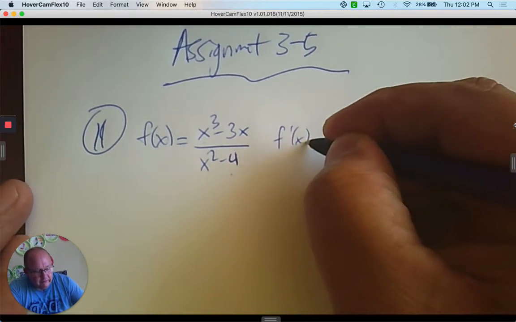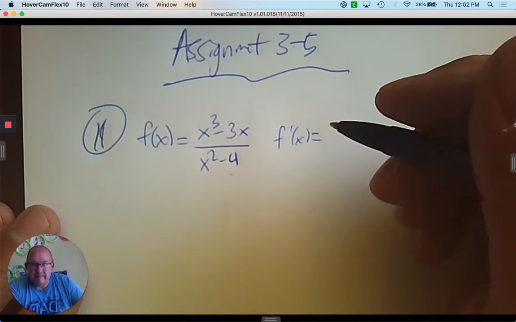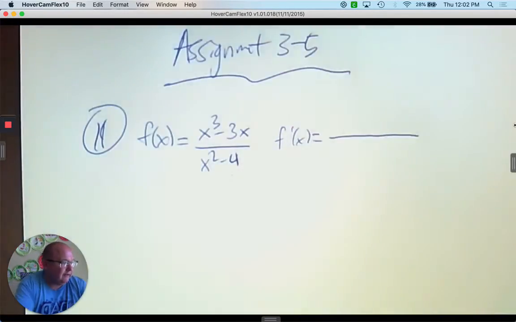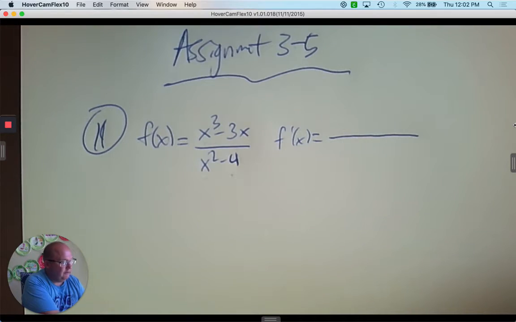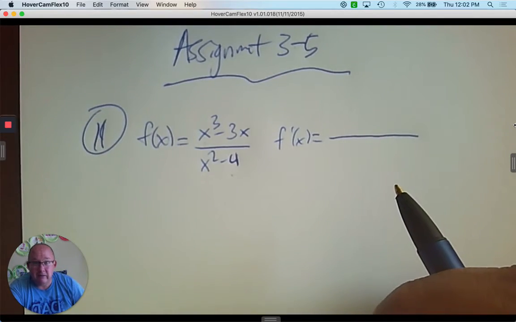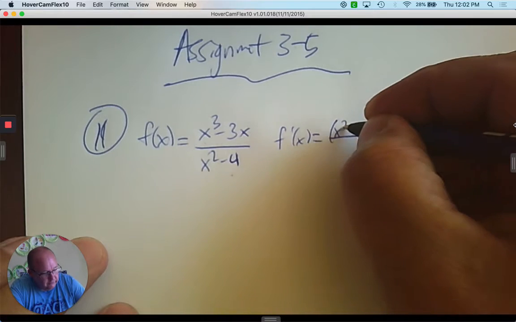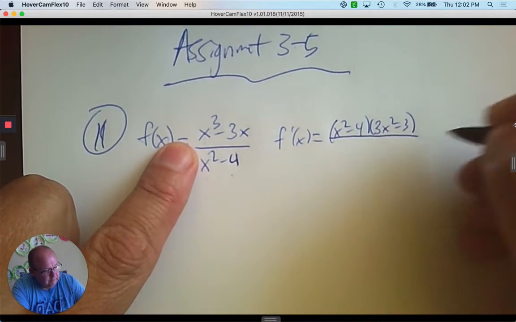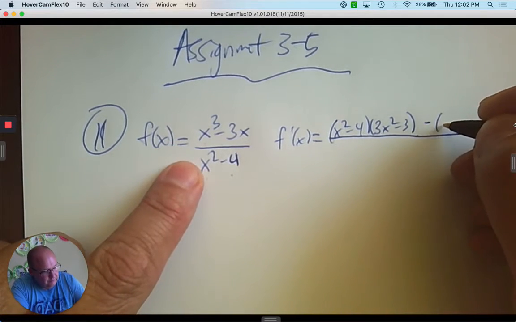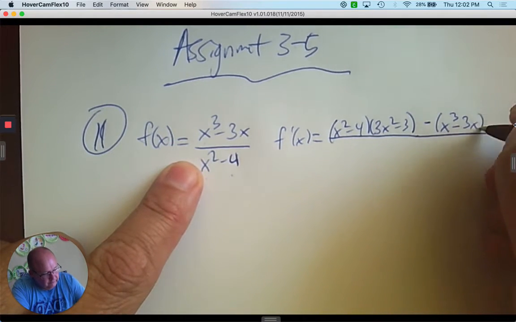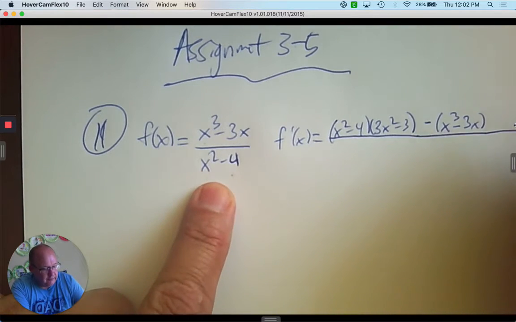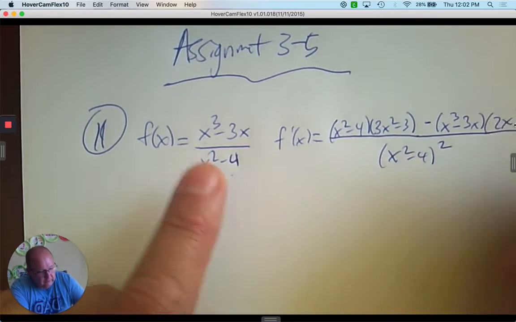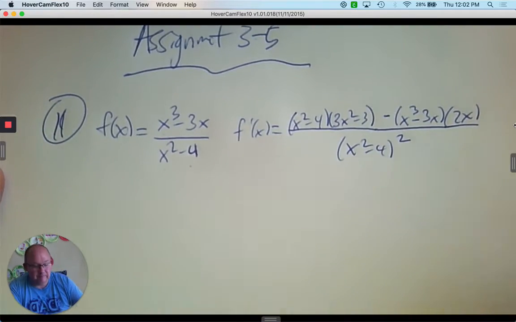So what derivative rule are we going to use the way it looks? And the correct answer is you are definitely going to use the quotient rule. So that's the denominator times the derivative of the numerator, subtract the numerator times the derivative of the denominator, and then take the denominator with parentheses and square it. The quotient rule.